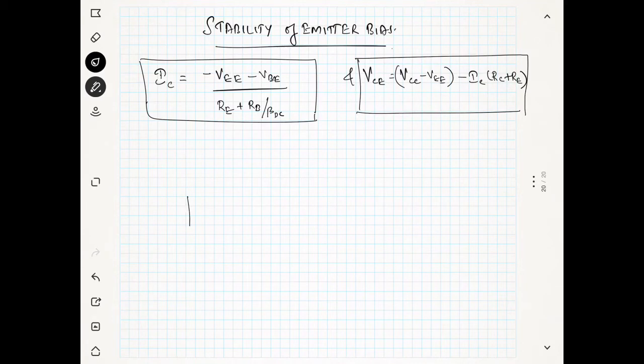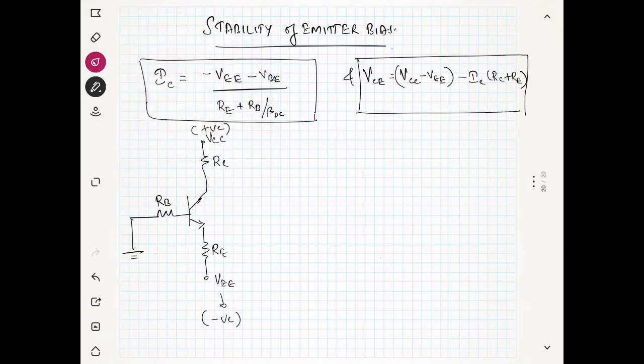Now you know this is the circuit. I will redraw it. So this is VEE, usually given as a negative power supply, and this is VCC, and this is RC, and this is RE, and this is given as a positive power supply, right? And this is RB, and we have a ground. Now what will happen when the temperature changes? We will see. And this is IB.